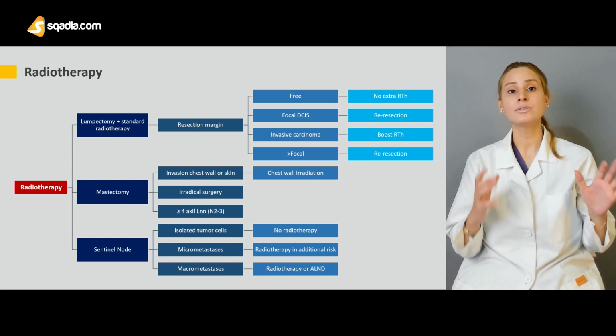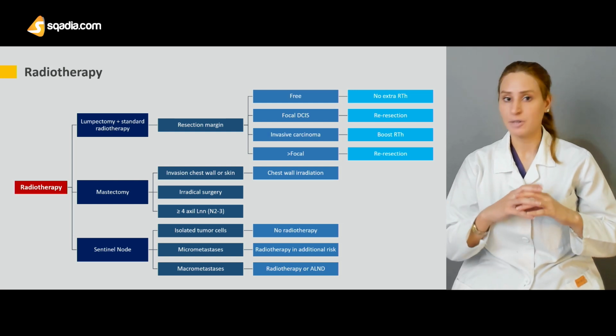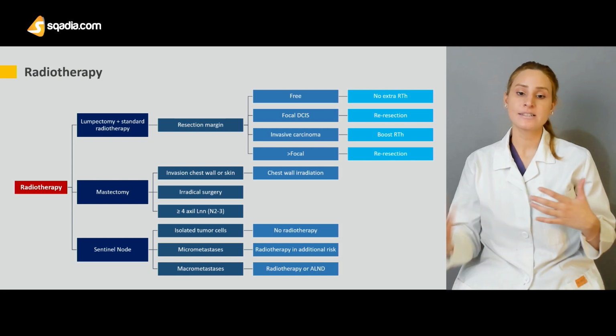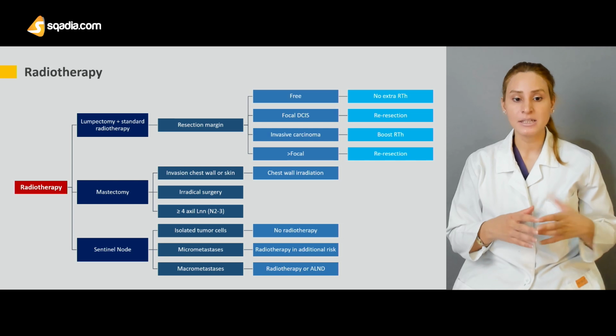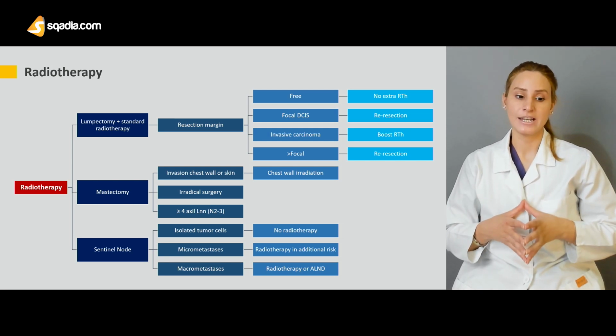So even if you do the lumpectomy, it depends upon the margins, okay? If the margins are free, don't go for radiotherapy. If there is a focal disease or there's invasive cancers, then you have to put the patient on a radiotherapy. For the mastectomy, if there's invasion to the chest wall, go for the chest wall radiation.